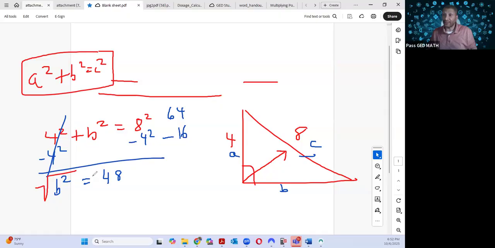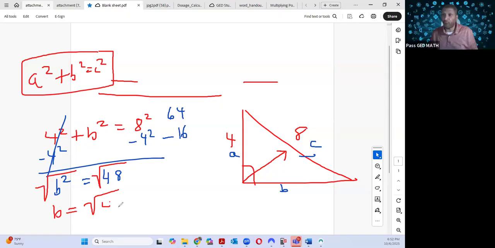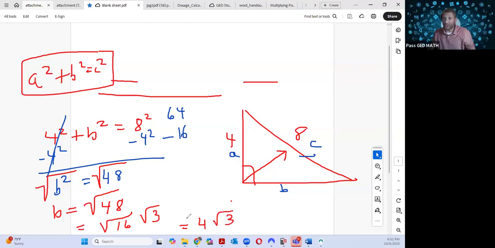Whatever I do to one side, I gotta do to the other. So B is equal to the square root of 48. Now, 48, I don't know what that is, but I could tell you. That's equal to the square root of 16 times the square root of 3. Remember the highest perfect square: 1 squared, 2 squared, 3 squared, 4 squared. 4 squared is 16, and 16 goes into 48. What is the square root of 16? 4. And I bring around the 3, so my answer would be that side is 4 square root of 3.